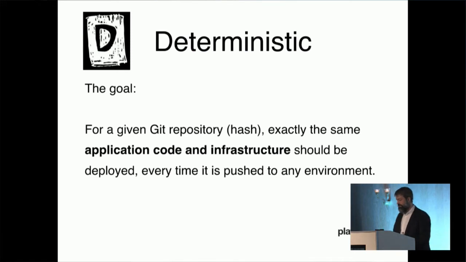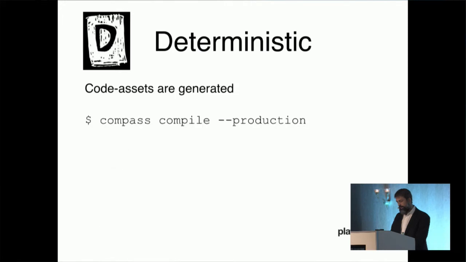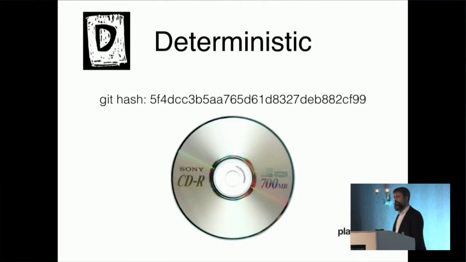So it's very deterministic. When you push a Git branch or a Git commit to Platform.sh, it actually makes a hash, and I've got a diagram of that. There's the CD-ROM. It makes a Git hash, and it associates that Git hash with the compressed read-only file system that represents your built code, including the description of the infrastructure.